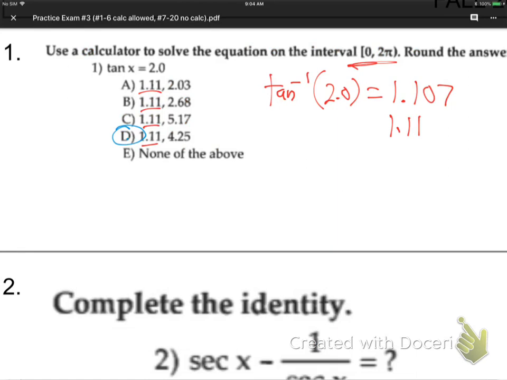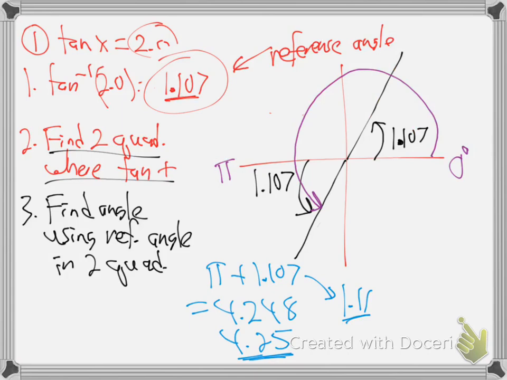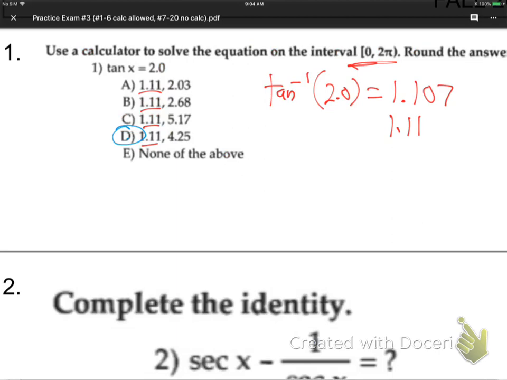Did you calculate that last part, the pi plus 1.107? Is that still in radians? Sure, yeah. Everything's in radians, the whole question. We good there? All is well? All right, let's go on.